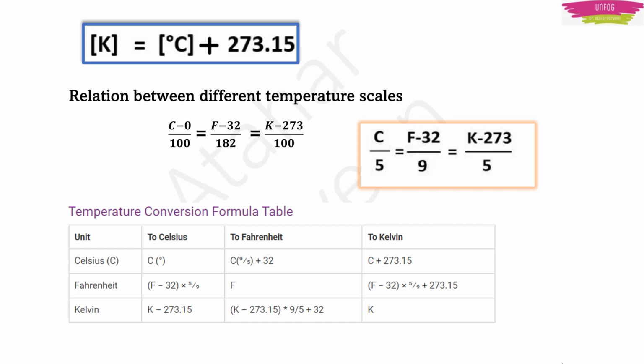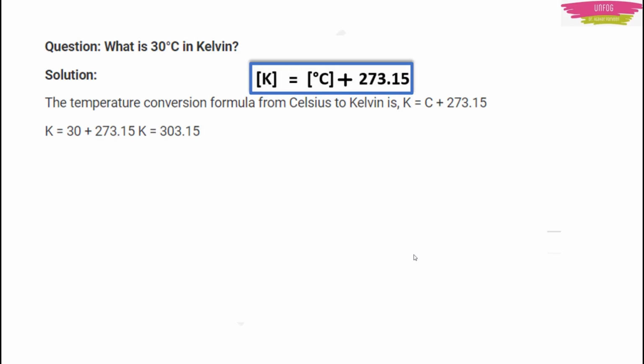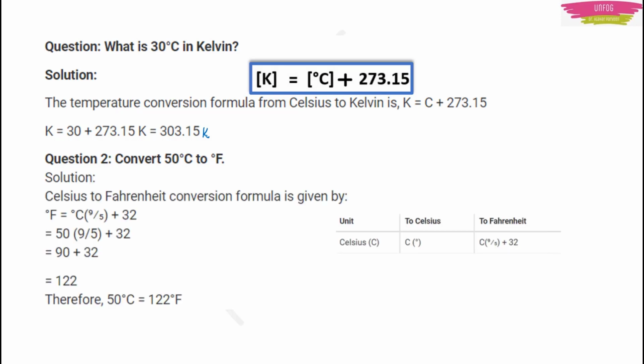Now let's solve the numericals based on this. First question: what is 30 degrees centigrade in Kelvin? As I told you, you just have to add 273. If you add 273 to this 30 degrees, you get approximately 303, which is in Kelvin. Okay. Next question. Convert 50 degrees centigrade to Fahrenheit. If you want to convert 50 degrees centigrade to Fahrenheit, what do you do? You use this formula: C into 9/5 plus 32. This will give you the temperature in Fahrenheit.